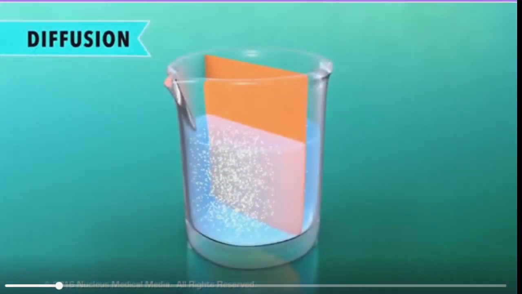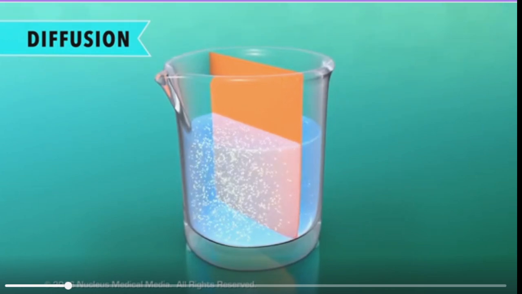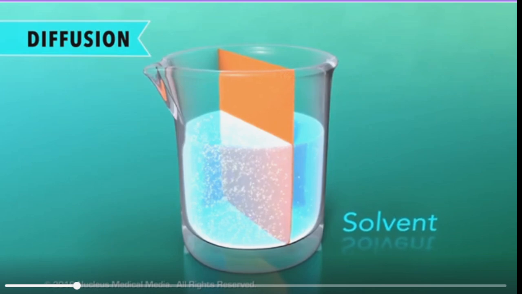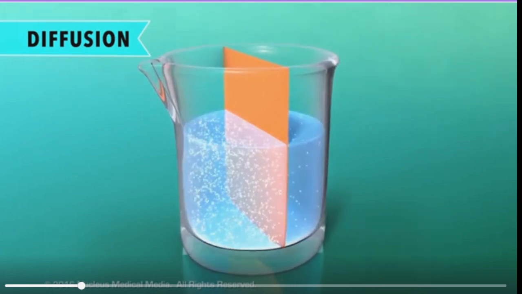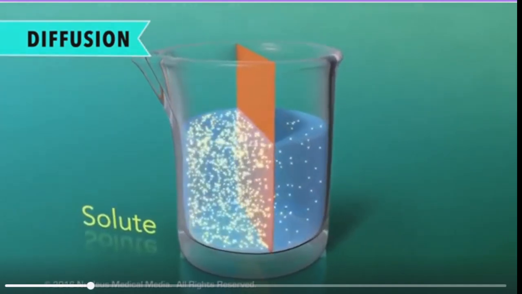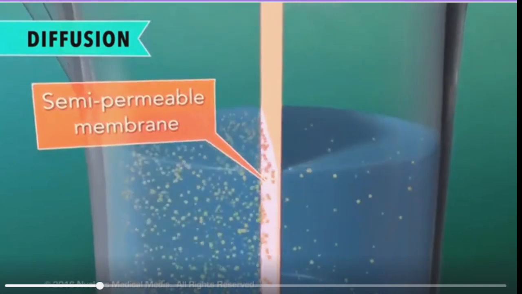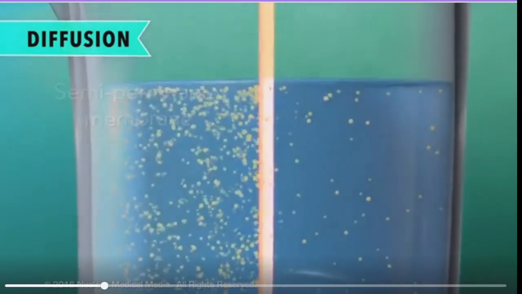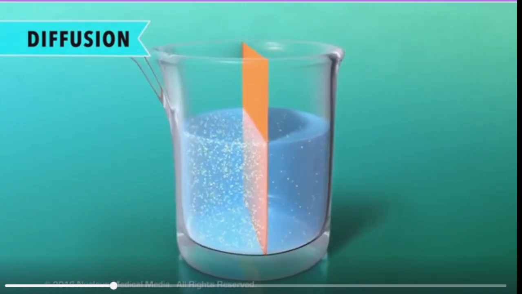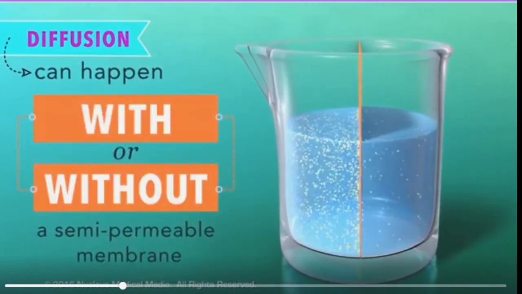We'll describe diffusion first, using the solution in this container. A solution is a liquid with something dissolved in it. The aqua color represents the solvent, meaning the liquid part of the solution. The yellow particles represent the dissolved substance, called the solute. The structure in the middle of the container represents a semi-permeable cell membrane, a barrier through which only certain sized particles can pass freely. It's important to note that although diffusion often occurs across the cell membrane, diffusion can happen with or without a semi-permeable membrane.